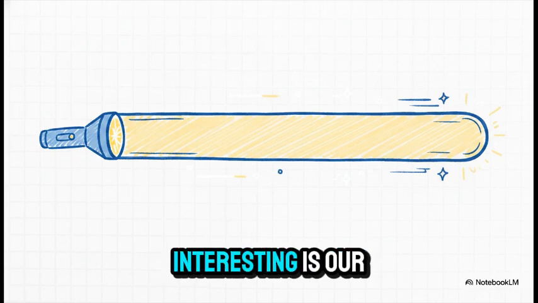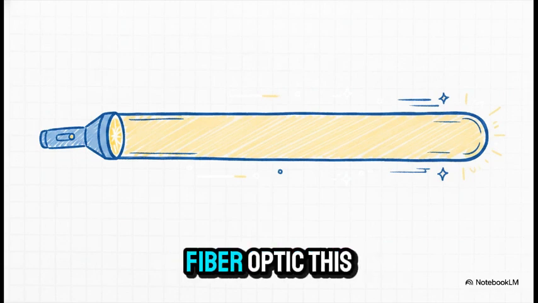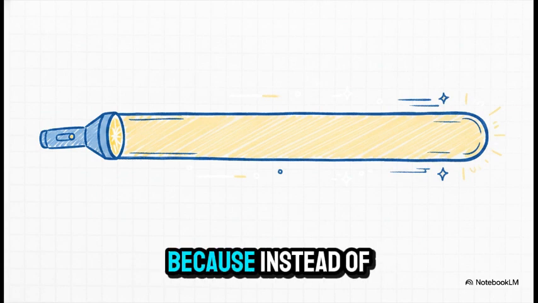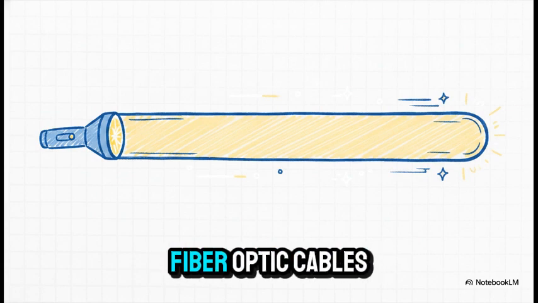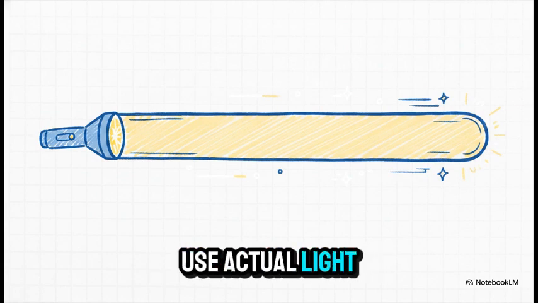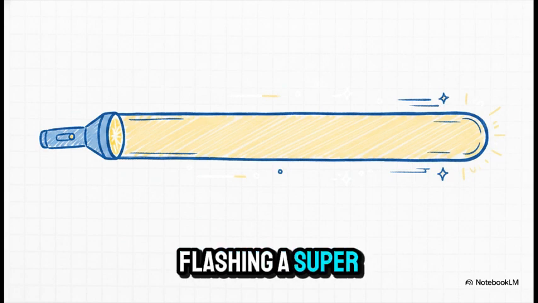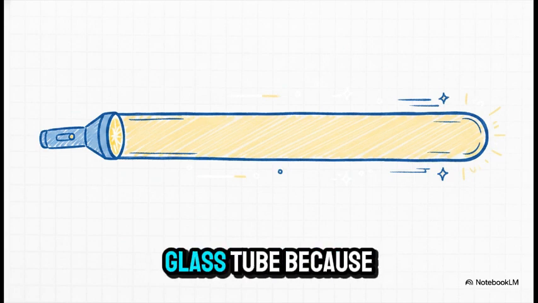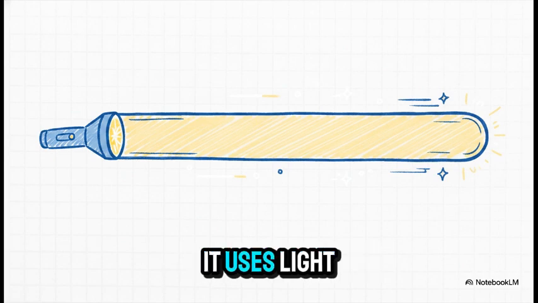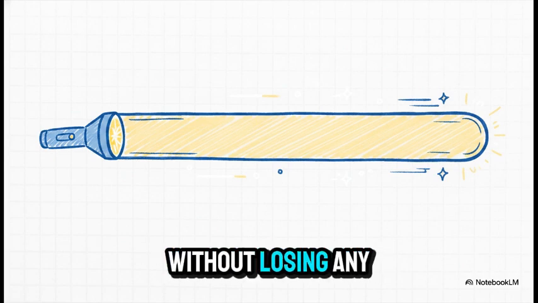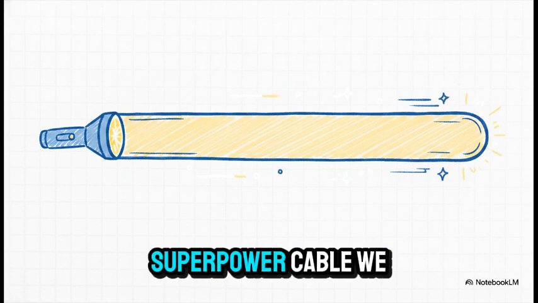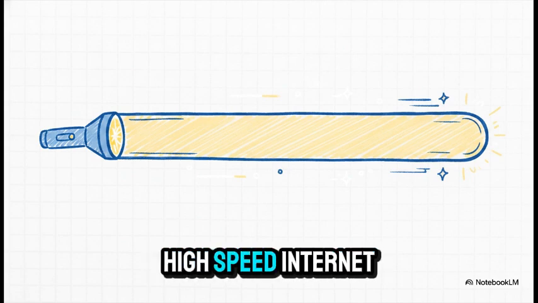Now, what's really interesting is our third cable, fiber optic. This one feels like pure science fiction. Because instead of using copper wires, fiber optic cables use actual light to send data. No way, right? Just imagine flashing a super fast flashlight down a really long glass tube. Because it uses light, it is incredibly fast and can travel over huge distances without losing any power. This is the superpower cable we use for modern high-speed internet.